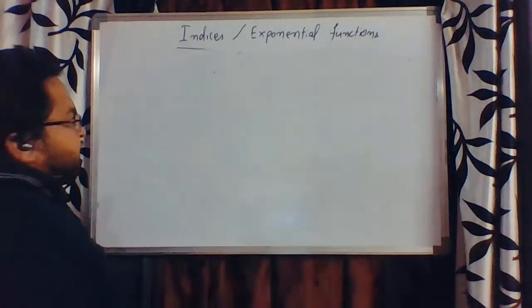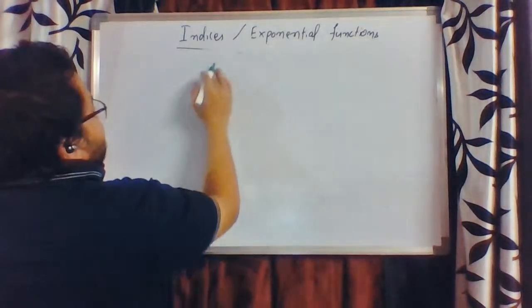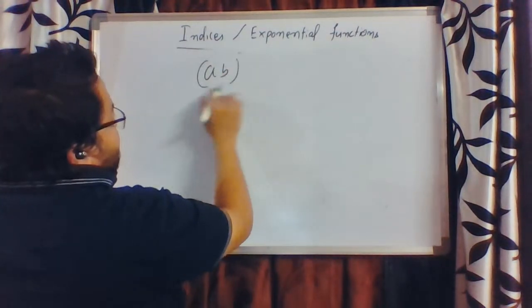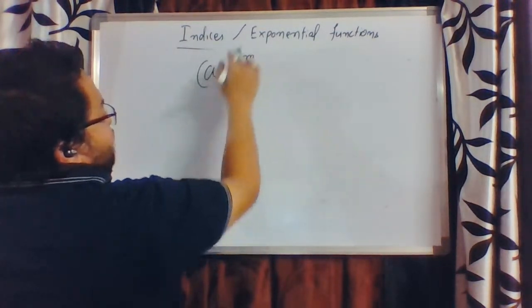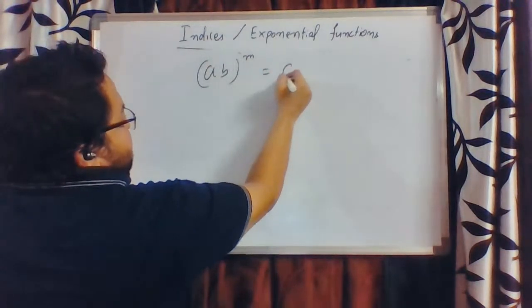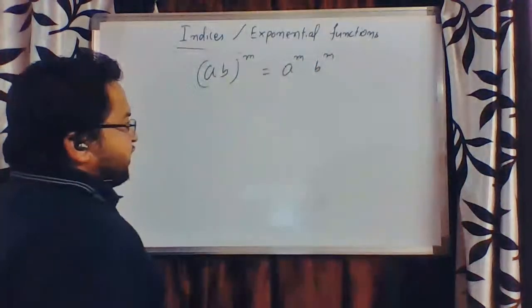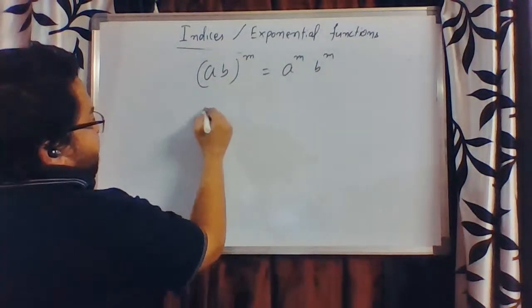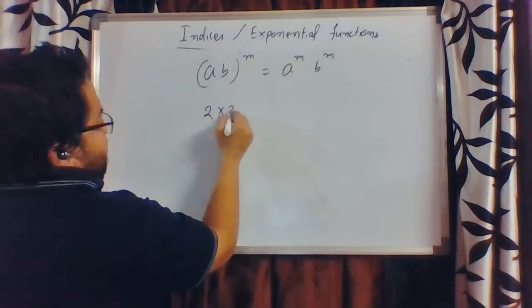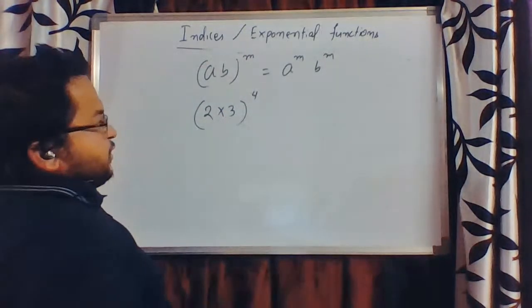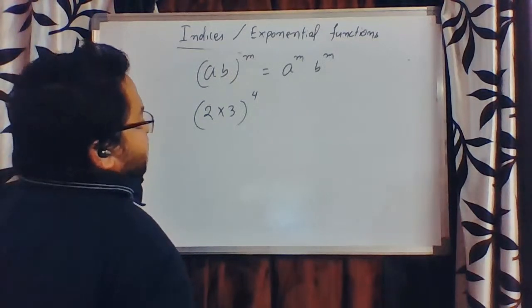That is (ab) multiplied and whole to the power m is nothing but a to the power m into b to the power m. Okay, and again let us see the proof of it. Suppose I want to have (2 into 3) to the power 4, right? (2 into 3) to the power 4.